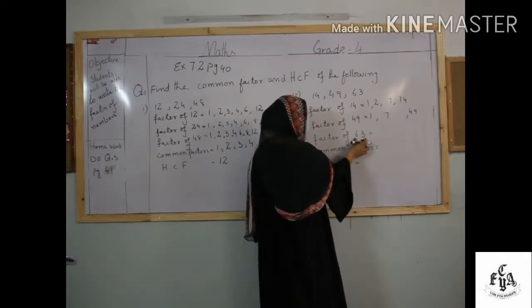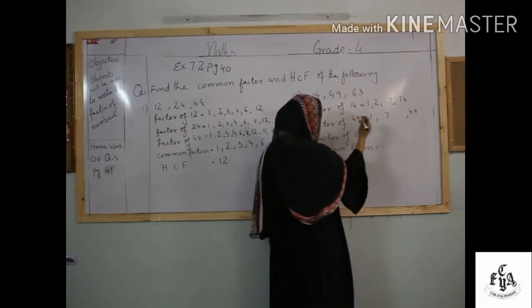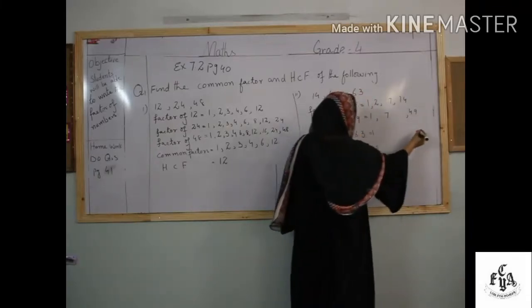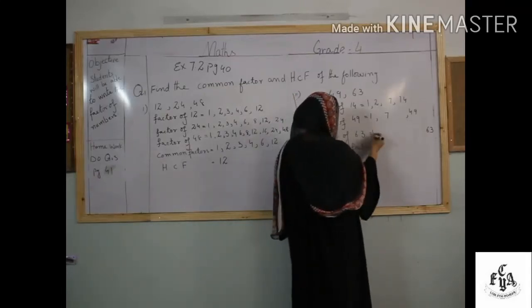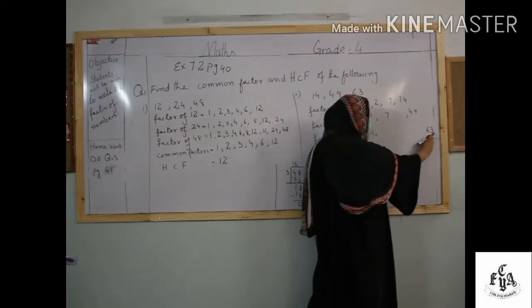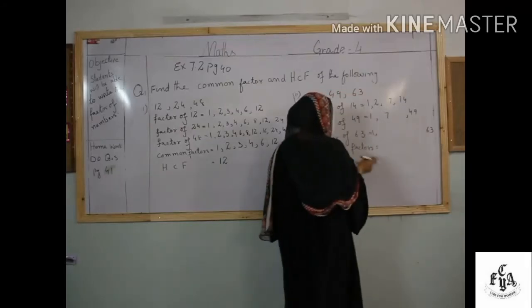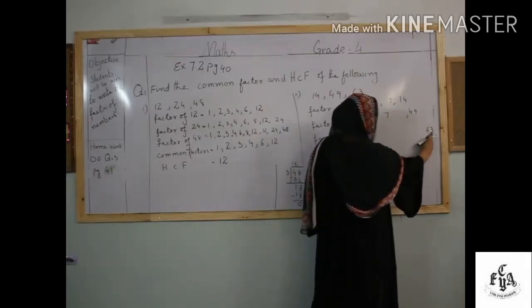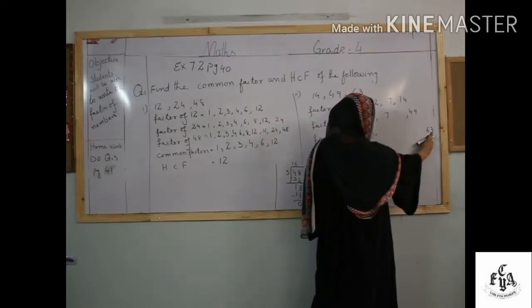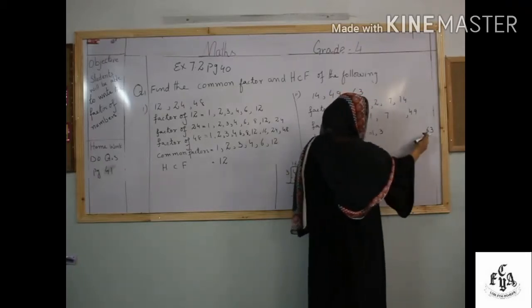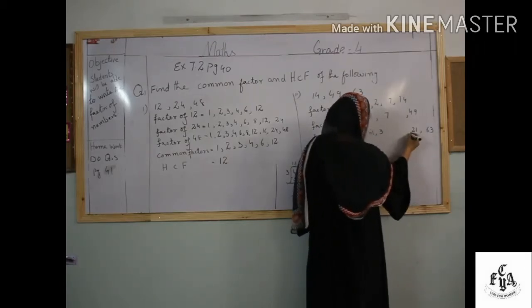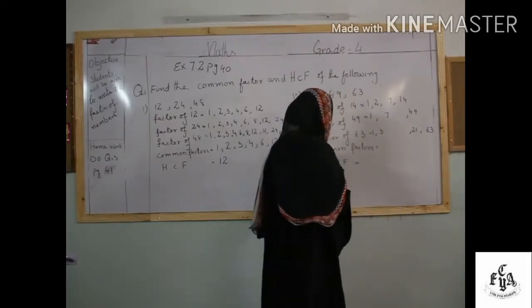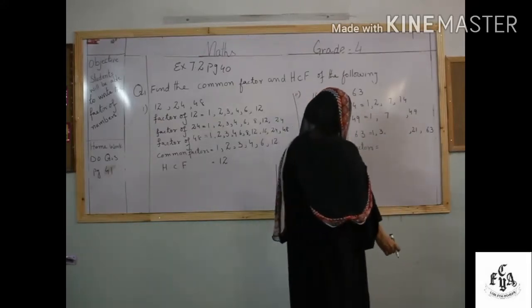Now next number we have is 63. Third number is 63. 1 63 is 63. Now next, by 2. 3 is an odd number, so it is not divisible by 2. Now for 3, 6 plus 3, we will get 9, and 9 is a multiple of 3, so it is divisible by 3. 3 21s are 63.